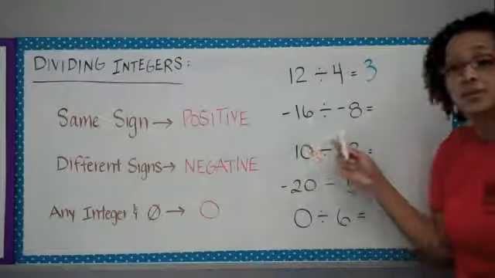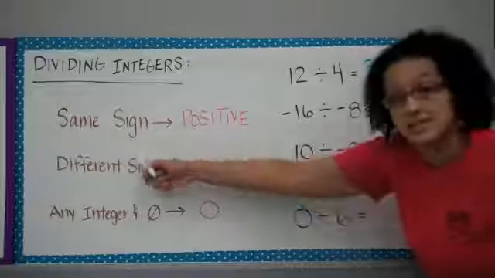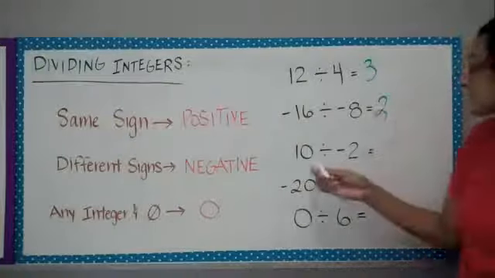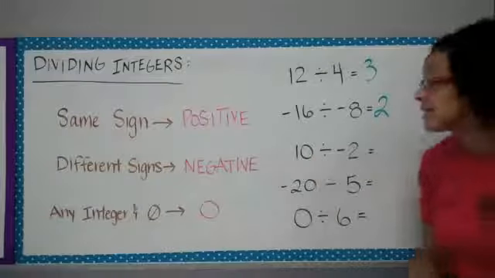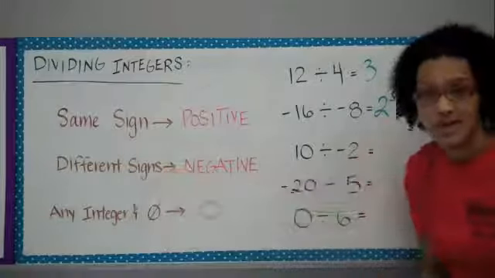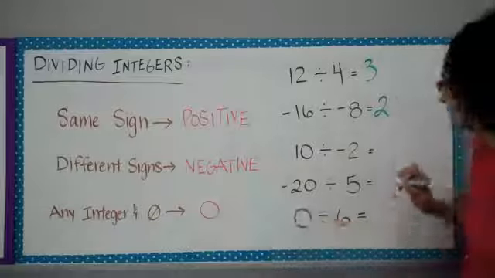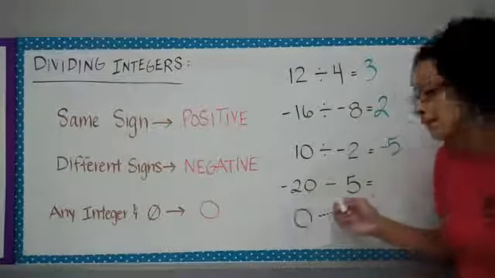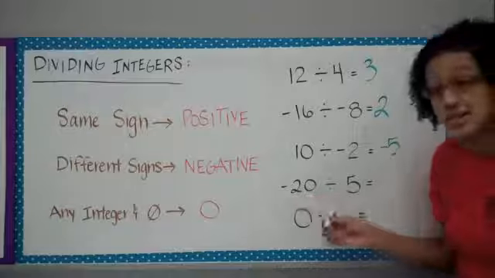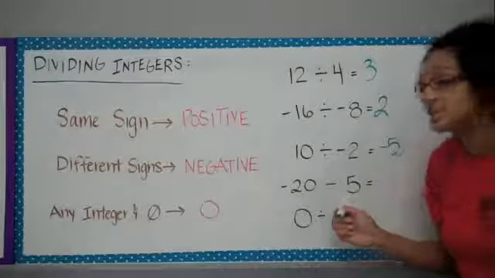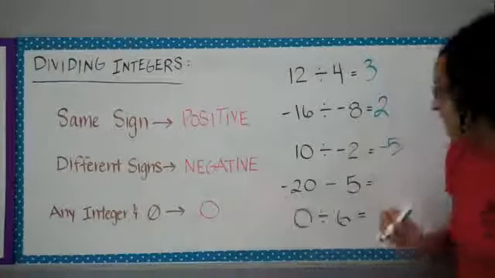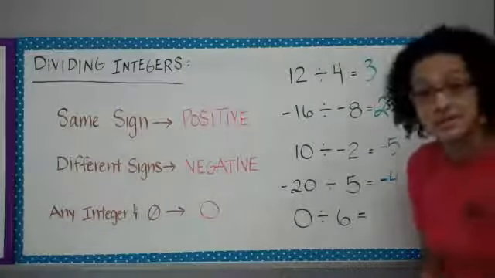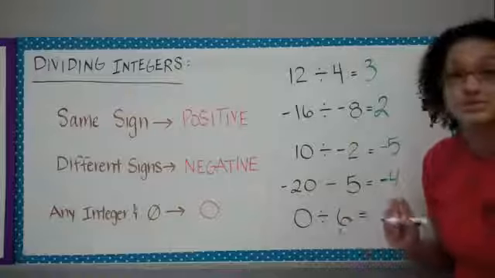They have the same sign, so my answer is going to be positive. Here, both numbers are negative. They have the same sign, so my answer is going to be positive. 10 divided by negative 2, they have different signs, so my answer is going to be negative. Negative 20 divided by 5, again, they have different signs. One's negative, one's positive, and so my answer is going to be negative. And my last one, 0 divided by 6, is going to be 0.